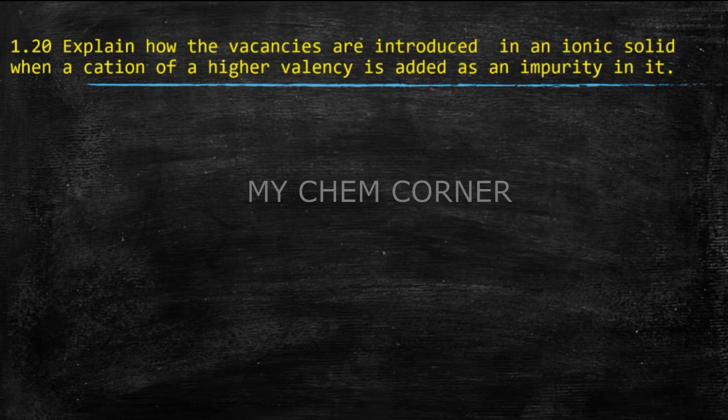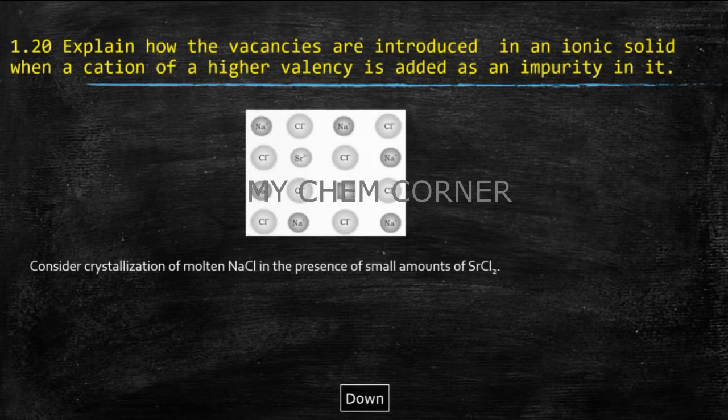Explain how vacancies are introduced in an ionic solid when a cation of higher valency is added as an impurity in it. Now, I've done a detailed video about this. It's nothing but impurity defect. So here I have a lattice of NaCl, but at one point I have another atom of a higher valency sitting there. So what is happening?